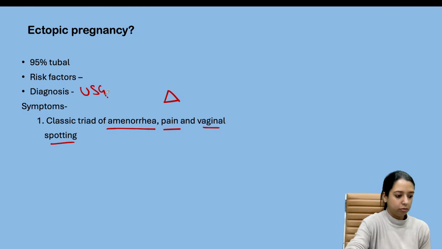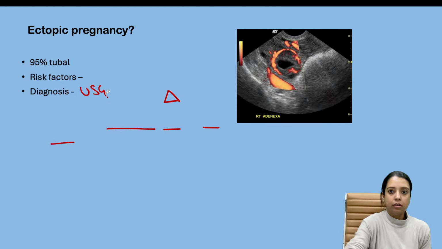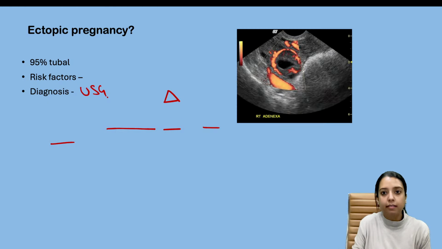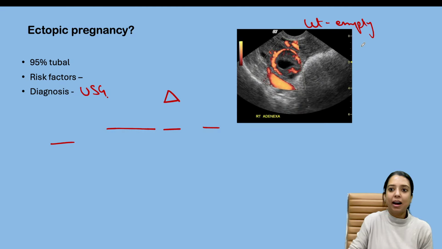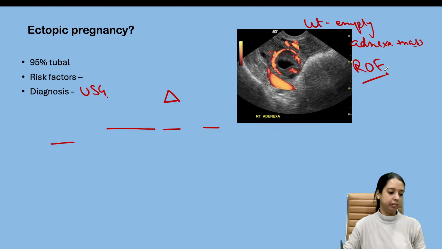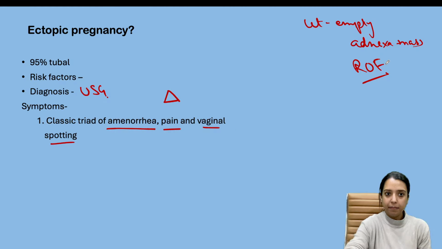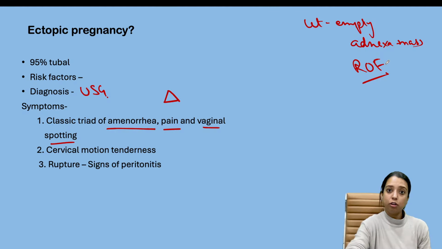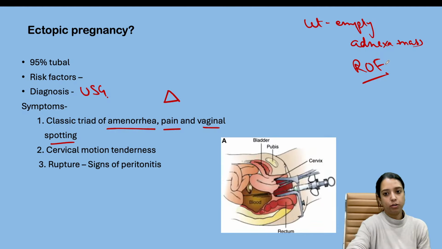What do you see on ultrasound? You see on ultrasound adnexal mass. Uterus is empty and you see mass in the adnexa. And this mass sometimes has a good blood supply which looks like a ring of fire. ठीक है? Ring of fire is sign of ectopic pregnancy. So you see empty uterus, adnexal mass, diagnostic ultrasound. ठीक है? Cervical motion tenderness is also there, and when there is rupture, there are signs of peritonitis.